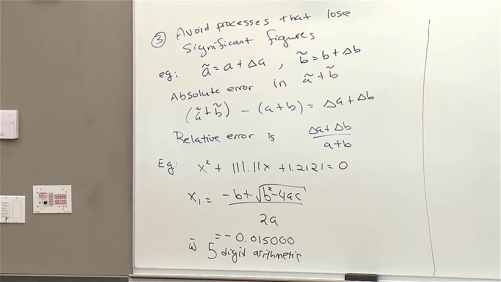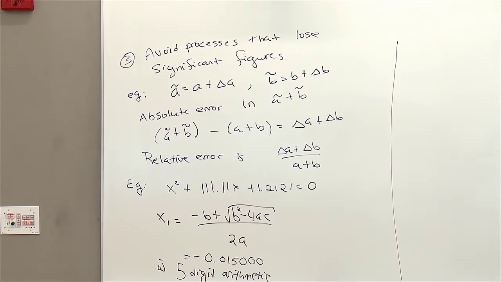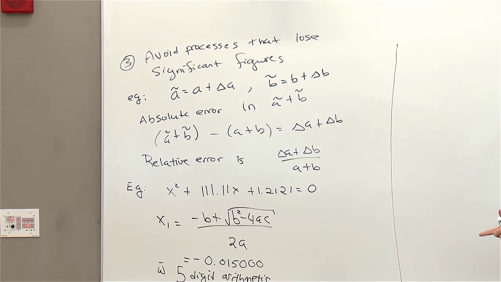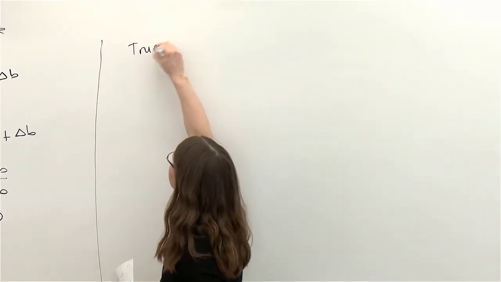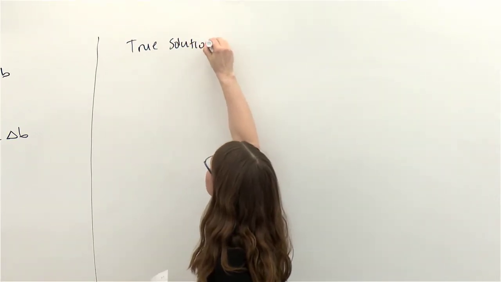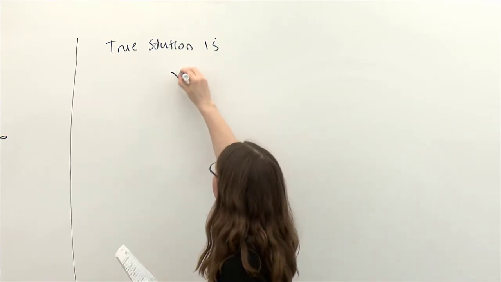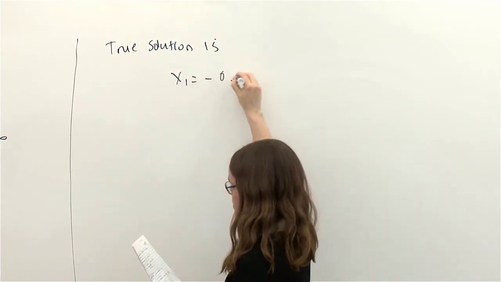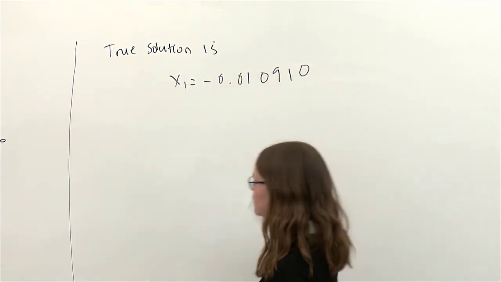Now here's an example of a simple test problem where I can check what the method would do, check what 5-digit arithmetic would do here, and this is something that I could actually easily solve to much higher precision. So we could do that and say, well, how does this compare with the true answer? Well, the true answer is going to be x1 equals minus 0.010910.